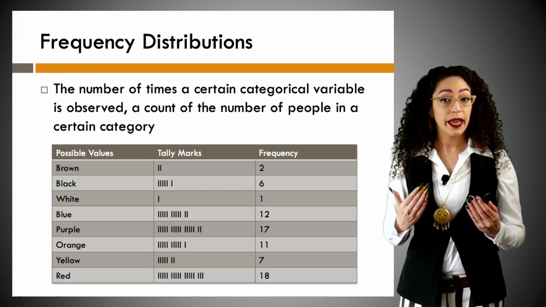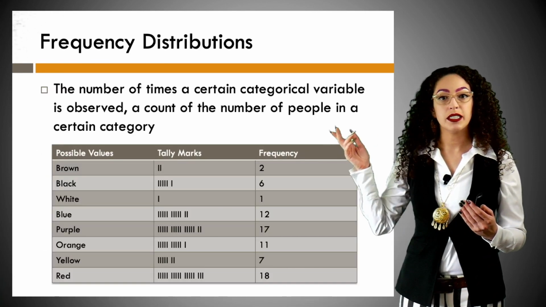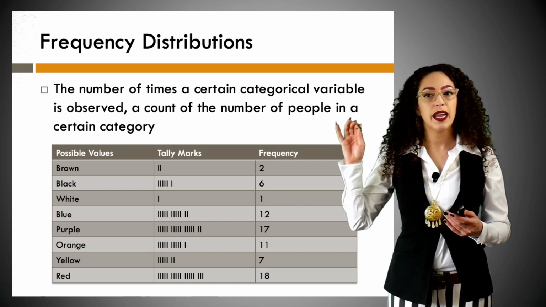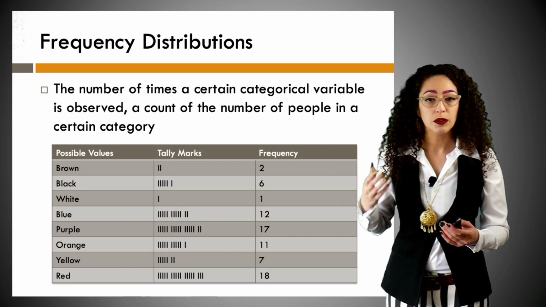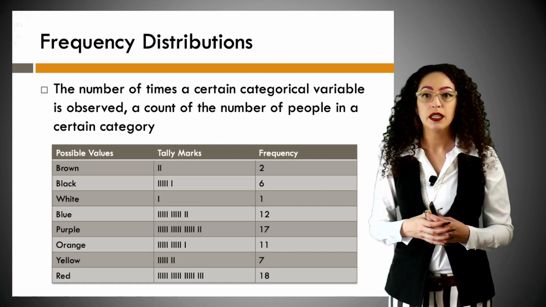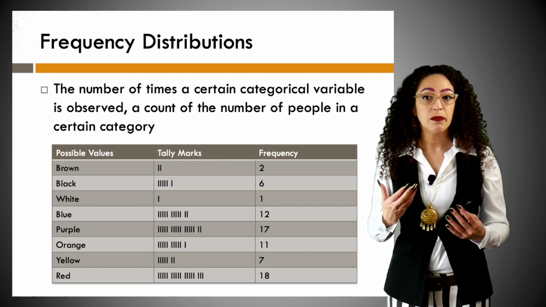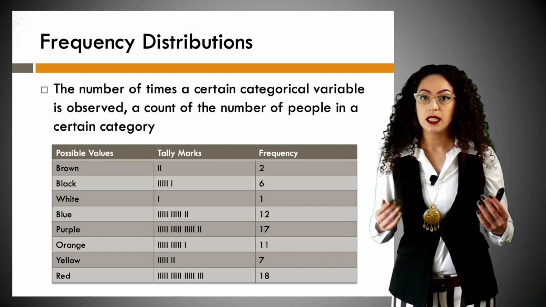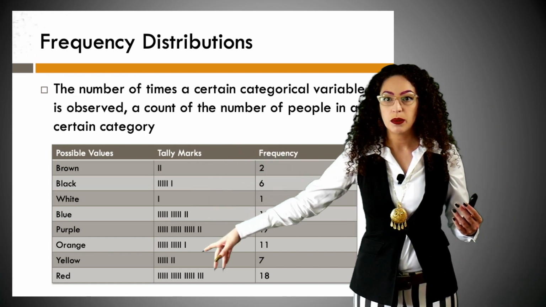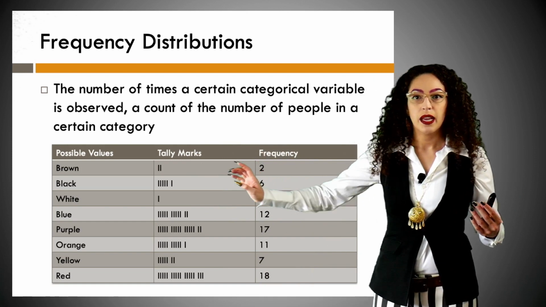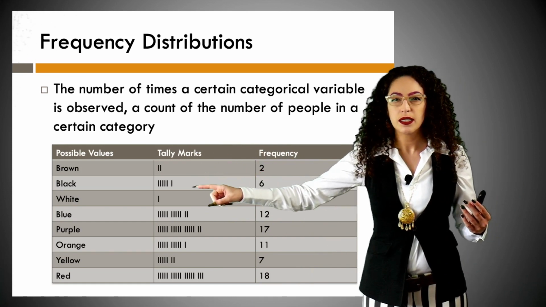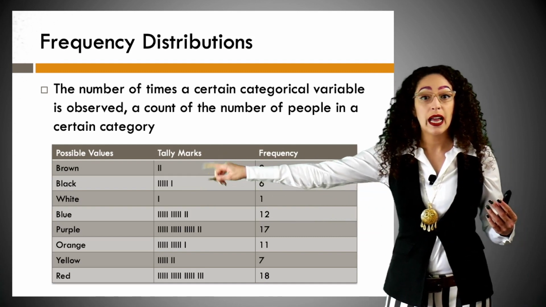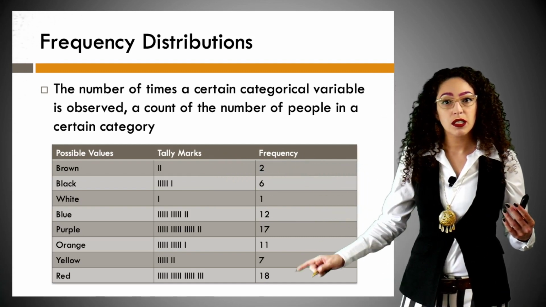Now, one of the things you can do with nominal data is create a frequency distribution. A frequency distribution is the number of times a certain categorical variable is observed, or somebody responds with that answer. It's a count of the number of people in that certain category. So let's say I went out and asked a few people what their favorite color was. We have brown, black, white, blue, purple, etc. And let's say that 2 people said brown, 6 people said black, 1 person said white. So we would just tally them all up and get the frequency.